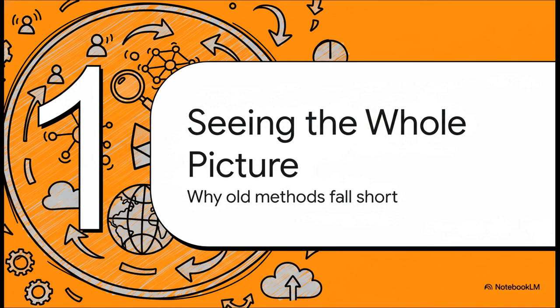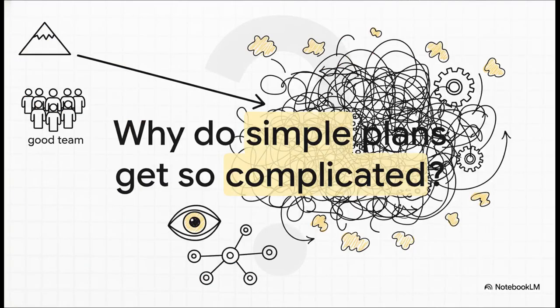All right, first things first, seeing the whole picture. Let's dig into the fundamental problem that this entire way of thinking was created to solve. I mean, it's a question we've all asked, right? You've got a clear goal, you've got a good team, maybe you're launching a new product. But somewhere along the line, it just gets messy and tangled. Why? Well, it turns out the answer has a lot to do with how we've been taught to look at problems in the first place.